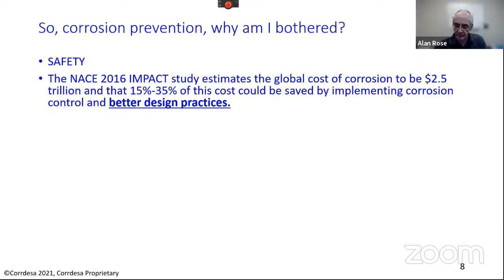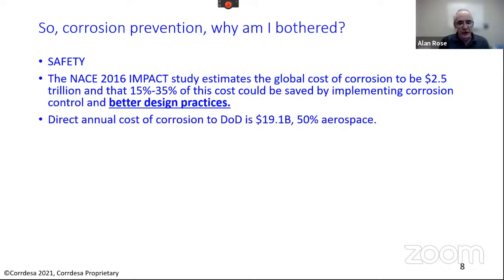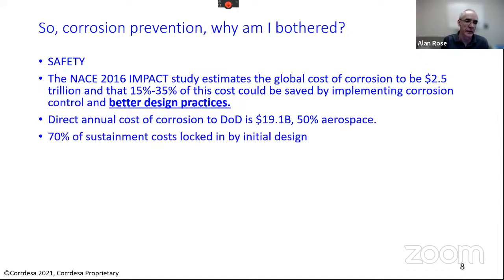So if we were to drill down, we do a lot of work with the Department of Defense, the DoD, and just in the military, their annual cost of corrosion is $19 billion, and half of that is due to aerospace assets, the Naval Air Fleet, US Air Force Air Fleet, Army helicopters. So it's an enormous amount of money.